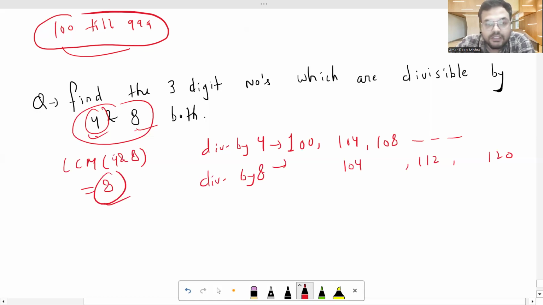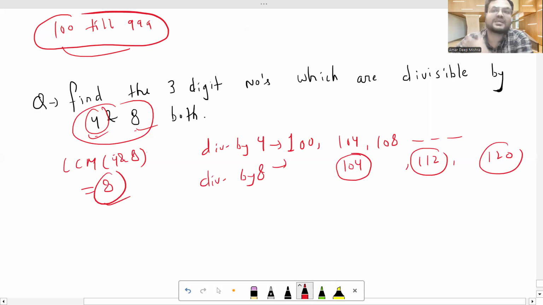Now see, so you have to ultimately find out the numbers which are divisible by 8 only. Okay. So these numbers 104, 112, 120, these numbers are divisible by 8 as well as by 4. So ultimately we have to count these numbers. So if you see, it is a kind of a series and arithmetic progression. I'll discuss about the AP, GP, and HP in detail in my coming videos.